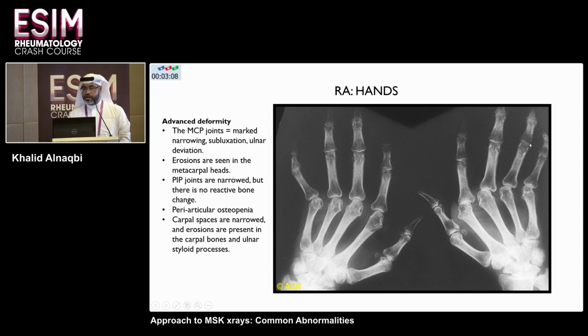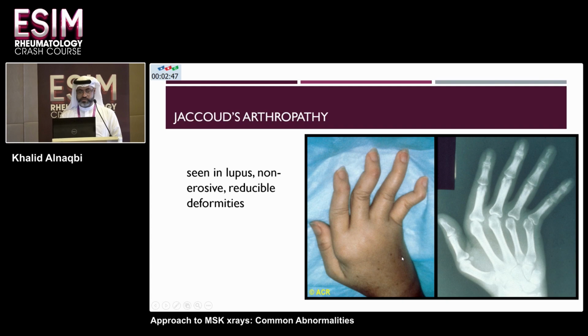Proximal interphalangeal are here. You can see that there is a narrowing of the space. It's not like the normal joint. And there is periarticular osteopenia, as I told you. There is osteopenia around the joint. You can see beautifully from here. And carpal joints are narrowed, and erosions obviously are there. And there is also erosion at the ulnar styloid process.